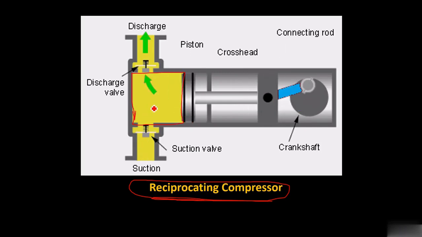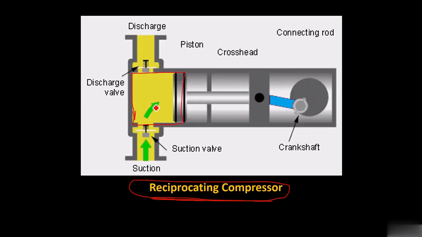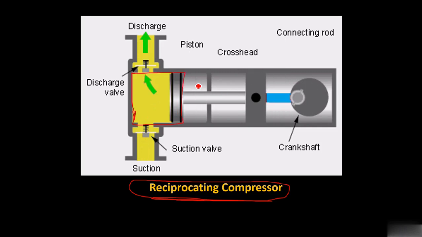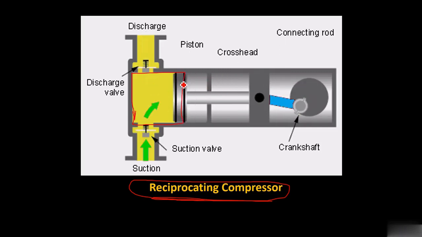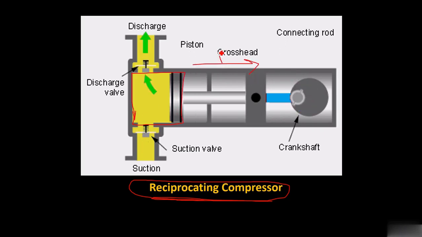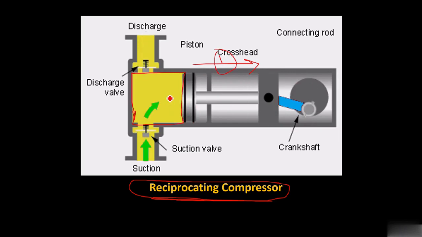Now, in the reciprocating compressor, what is the working phenomenon? Here the piston changes its position from position 1 to 2. We are considering this back position as position 1. During position 1, what will happen?